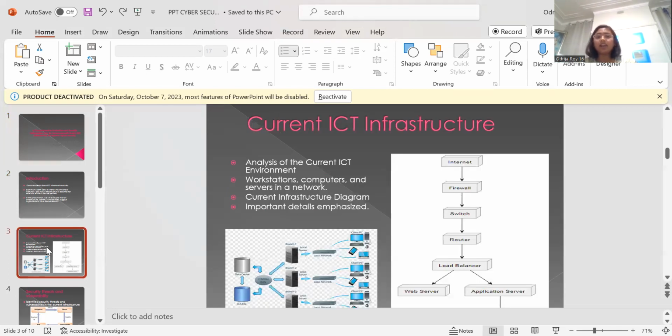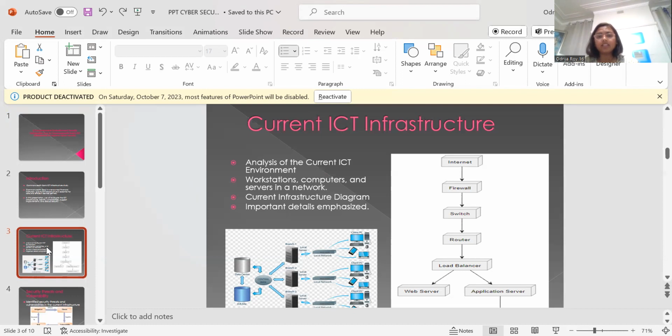So here is the current ICT infrastructure for Commonwealth Bank. Here we will analyze the current ICT environment, workstations, computers and servers in a network. In the current infrastructure diagram, we can see the important details emphasized. So first I will start with the servers. The bank uses a network of servers to manage clients' accounts, handle financial transactions, and host a variety of apps and services. Second one is firewalls.